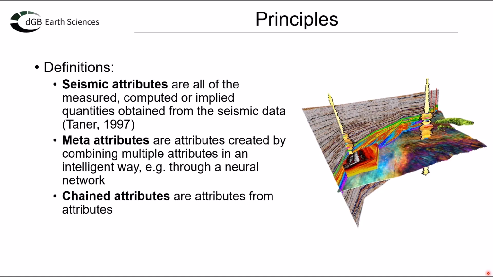We have something that we call meta attributes in OpendTect. These are attributes that are created by combining multiple attributes in an intelligent way to do something specifically for what the user wants it to do. Typical example is the seismic chimney cube, where we combine tens of different attributes through a neural network to classify seismic data into seismic chimneys or non-seismic chimneys. Then we talk about chained attributes, and chained attributes are defined as attributes from attributes.